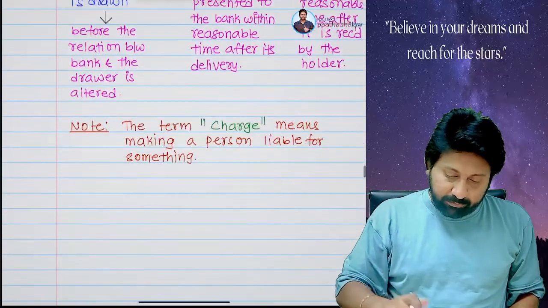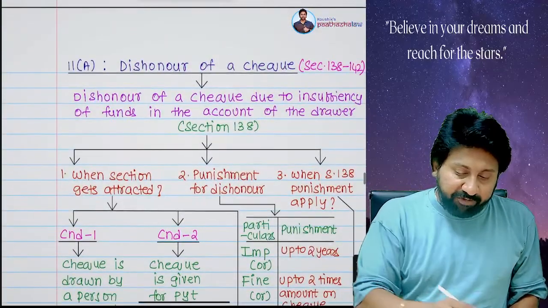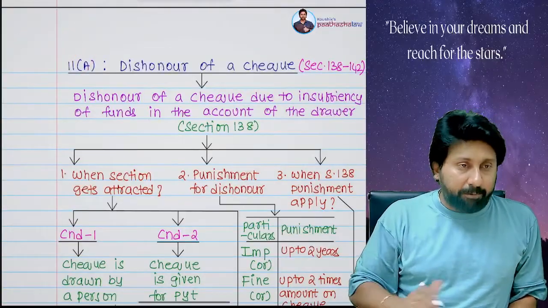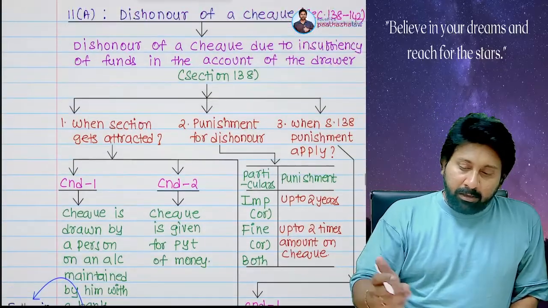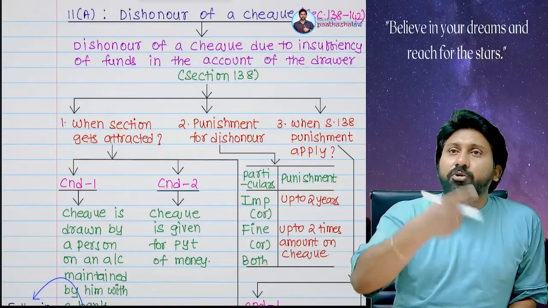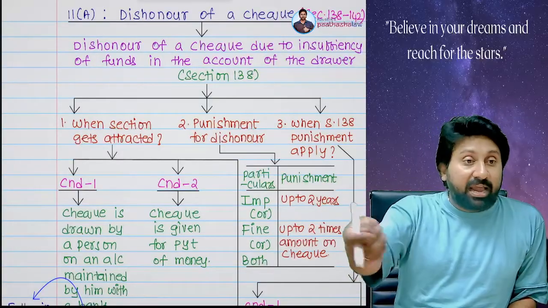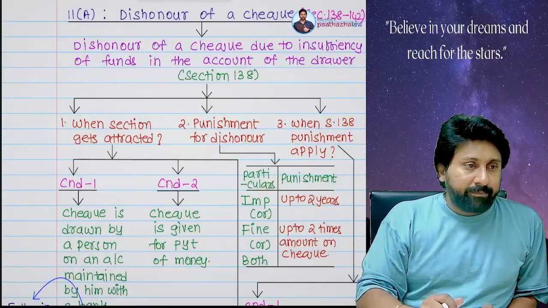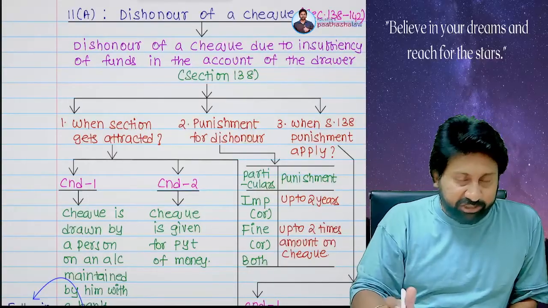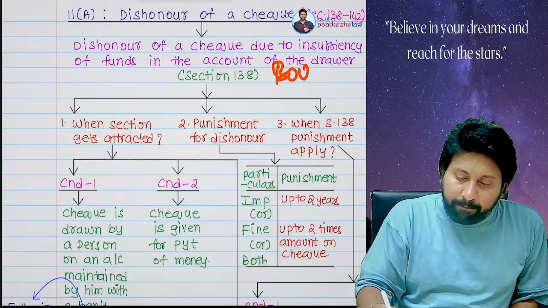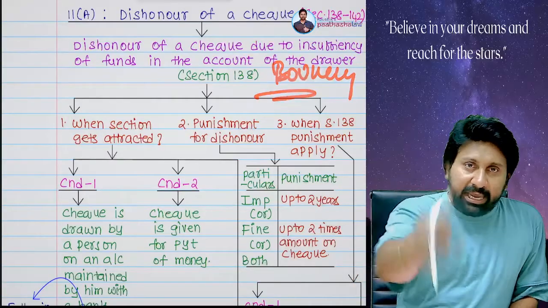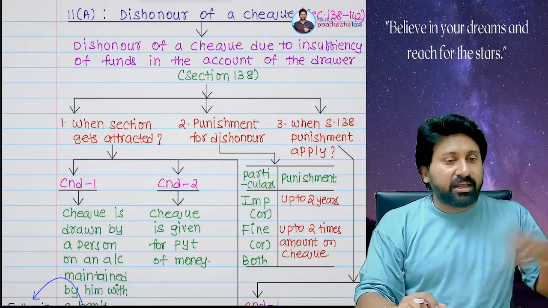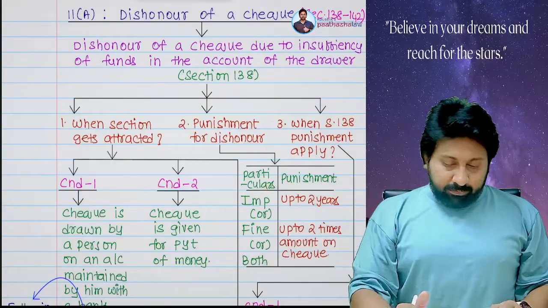Next, dishonor of a check, the most important question. What is dishonor? Dishonor means you gave me a check, I presented it to the bank, and the bank has returned it saying that funds are not available. That's called a dishonor situation. Dishonor is also called bouncing of a check. I gave a check, and it bounced back. The bank returned it and said there are no funds. Take a new check.